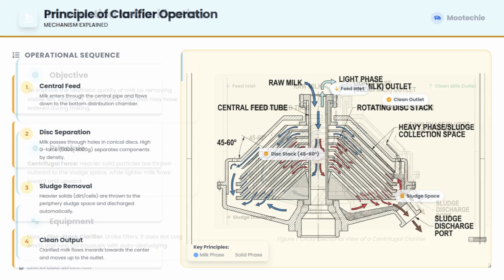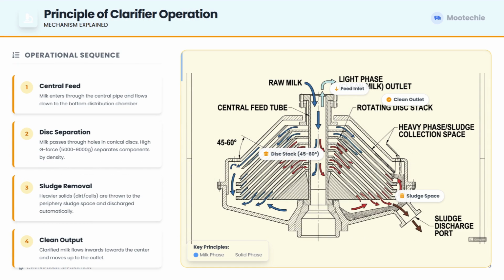This slide explains the principle of clarifier operation. The operational sequence includes central feed. Milk enters through the central feed tube. Disc separation. Milk flows through conical discs at very high speed, often between 6000 to 9000 rpm. Sludge removal. Heavier particles move to the periphery and collect in sludge space. Clean output. Clarified milk moves towards the center and exits through the light phase outlet. The separation is purely based on density difference.